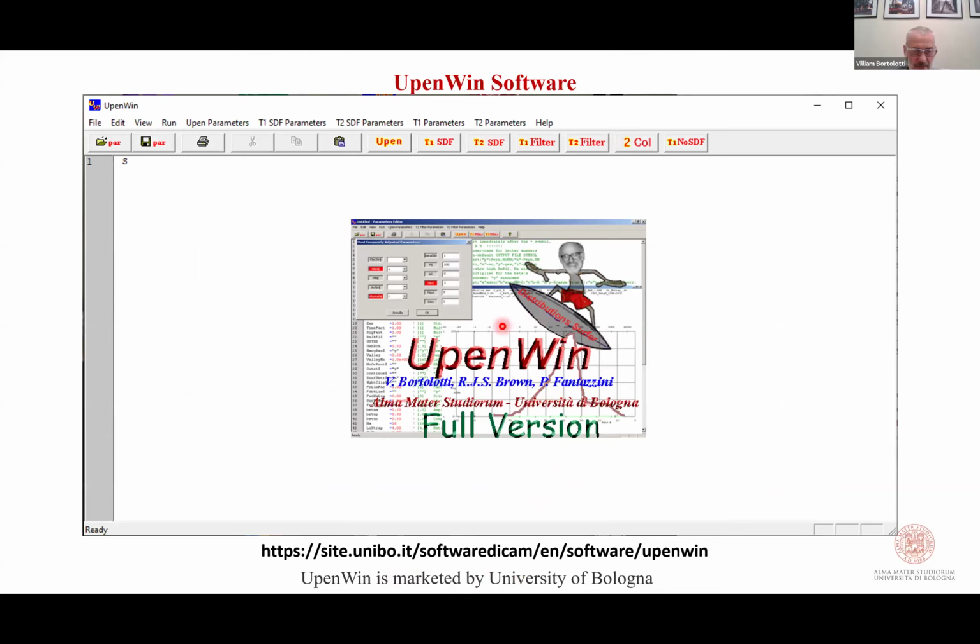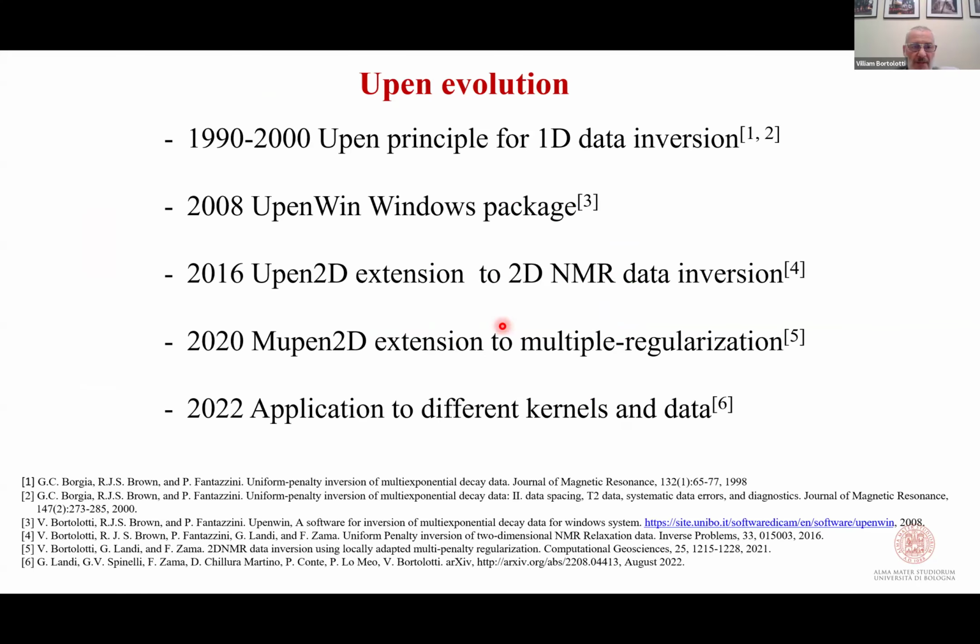But as we show very briefly after, we also created other free software, which can be downloaded from Unibo, from my department web page. I will show you after. So this is more or less the evolution of Open over time.